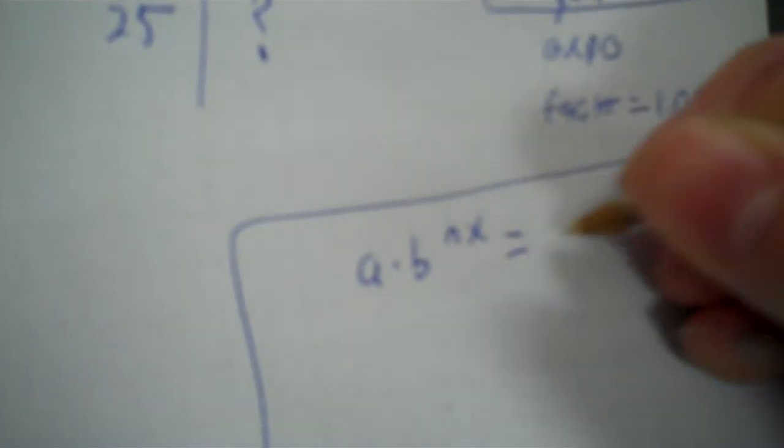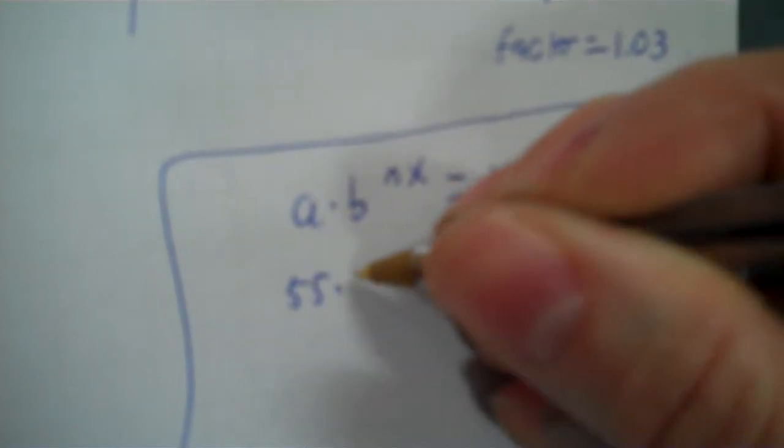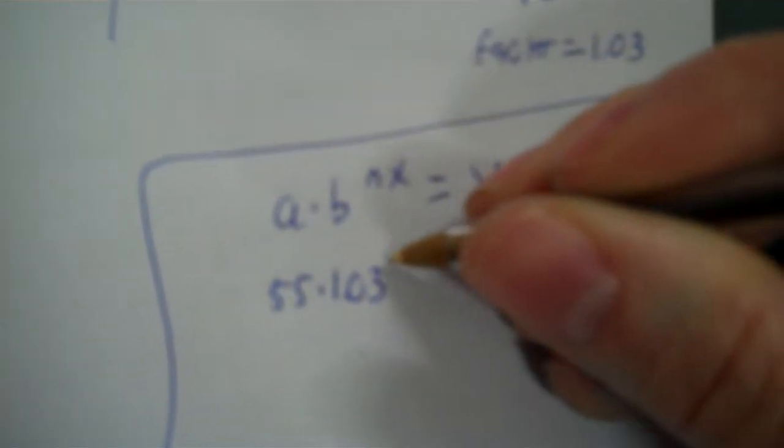It's going to be a times b to the x power equals y. Okay? Now, a, b, and x. That's what we're going to do today. Okay? Or actually, just do a and b now. A is where the y started. Y is money. It started at 55. B is the factor, 1.03. So write 55 times 1.03 to the x power equals y.